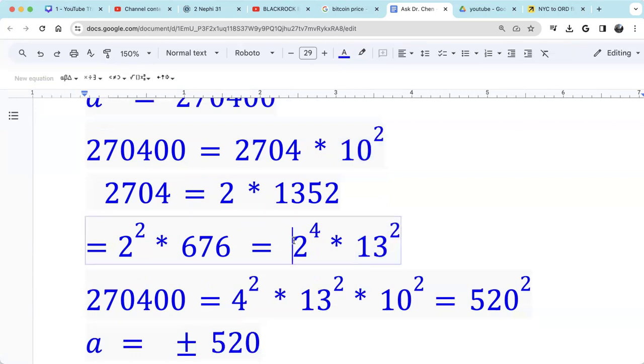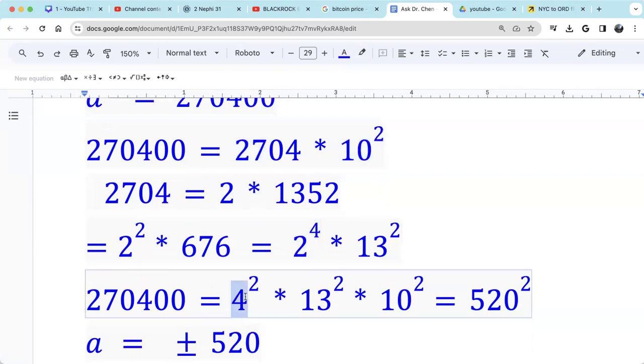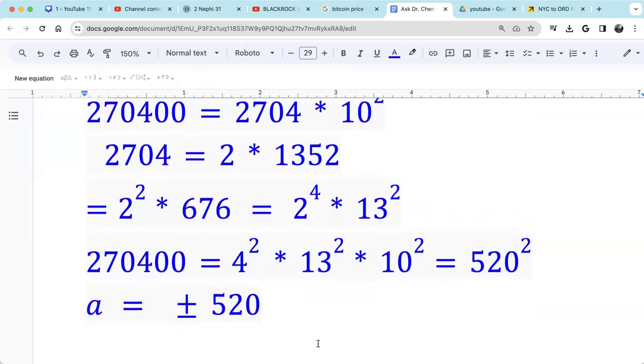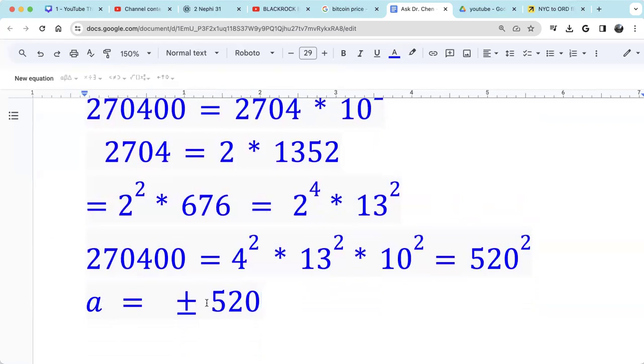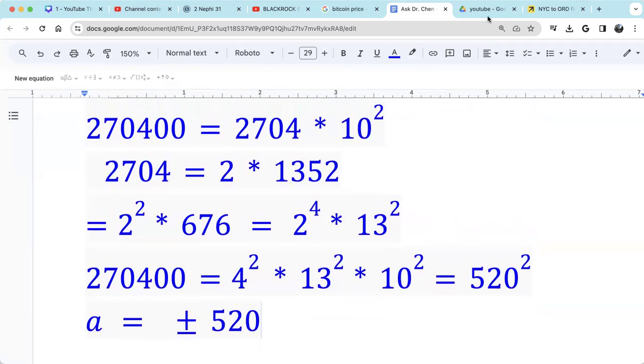So then we see we have 2 raised to 4, which is 4 squared, then 13 squared. So we have 10 squared. We put them together, so that's 520 squared. So square root both sides. So a can be positive 520 or negative 520. That's it for this problem.